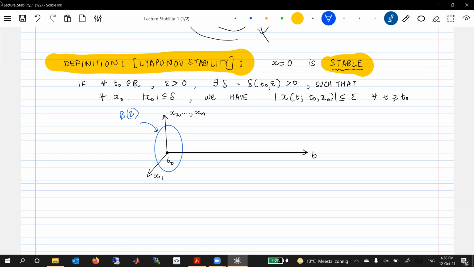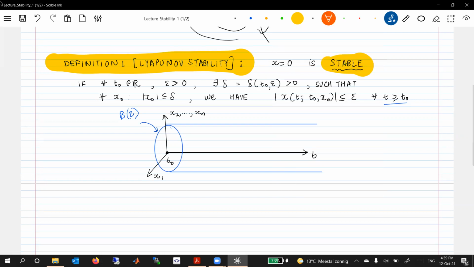So this is a ball of epsilon radius, which extends through time. We are saying that solutions would forever stay inside this ball for every time greater than or equal to t naught, right? And we are saying that for every initial condition and every epsilon ball, no matter what epsilon ball is there, there is a delta ball, which is potentially smaller than this epsilon ball.